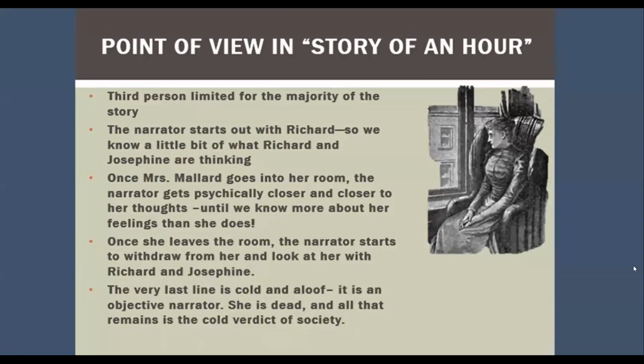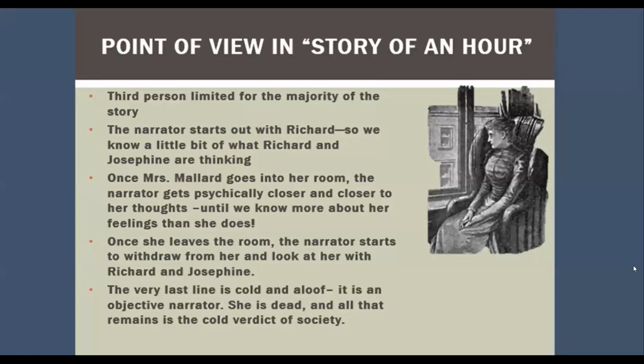So that shows us that the narrator is separate from the character. It actually delves, it's like a ghost possessing her soul. And we actually know that she only loved her husband sometimes. That's something that she wouldn't admit to herself. When she leaves the room, the narrator does start to withdraw from her and look at her a little bit more from the outside perspective. But we're still mainly in her thoughts and feelings. We're not jumping into anybody else's thoughts and feelings.